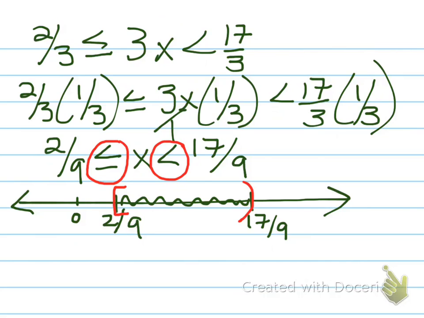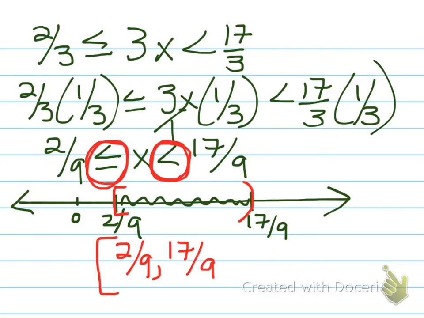Starting all the way over to the left from negative infinity, we don't have anything in our solution set until we get to 2 ninths. So we know it's going to be 2 ninths, comma, 17 ninths. And since 2 ninths is included, because that inequality is less than or equal to, it will be a square bracket on the left. But this is just a less than. There is no equal to. So x is not equal to 17 ninths. It's only less than 17 ninths. That will be a parenthesis. And so that is the interval that satisfies this compound inequality.